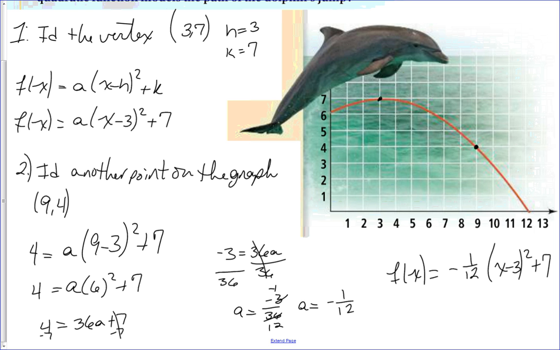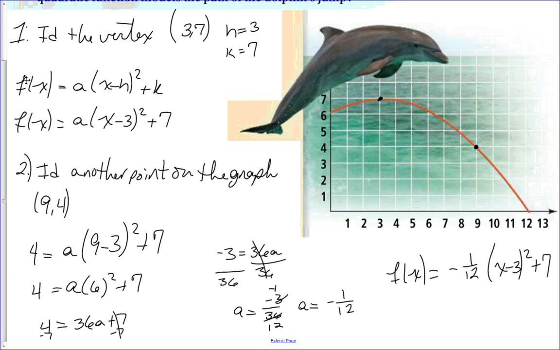All right, so how did we do that? Let's review. First thing we did, we identified the vertex. So we looked on here, we found the highest point. Since this opens down, if it would have opened up, we would have found the lowest point. All right, so we identified the vertex, which is 3, 7. So we know h is 3 and k is 7.